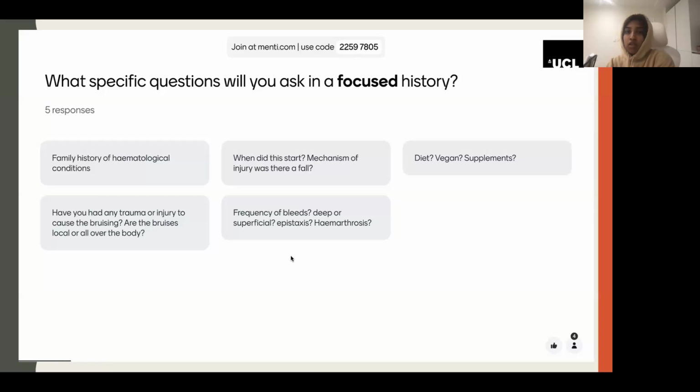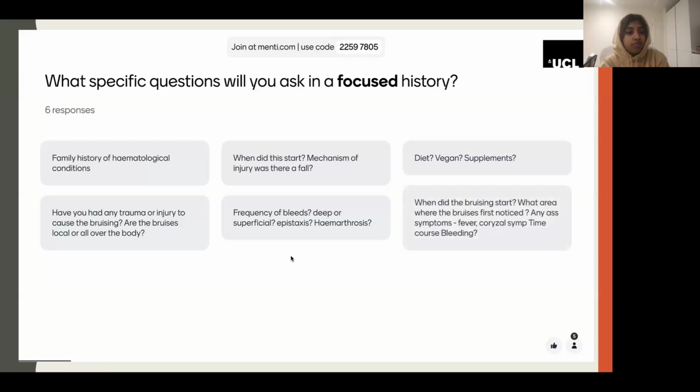So everyone just log into Menti, please. Yeah, family history of heme conditions. When did it start? Mechanism, diet, yeah. Trauma, okay. Frequency of bleeds, deep, superficial, great. Hemarthrosis, very good. When did it start? Okay, fever, all of that. Sudden weight loss. Has this happened before? How often? Yeah, so we've got some really good responses here.